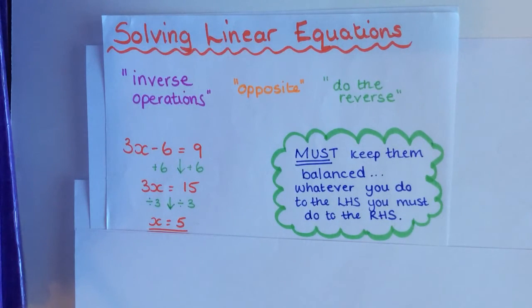Now we've got that 3x term that we want just solely as an x. So I divide by 3 to both sides again, giving me x equals 5.